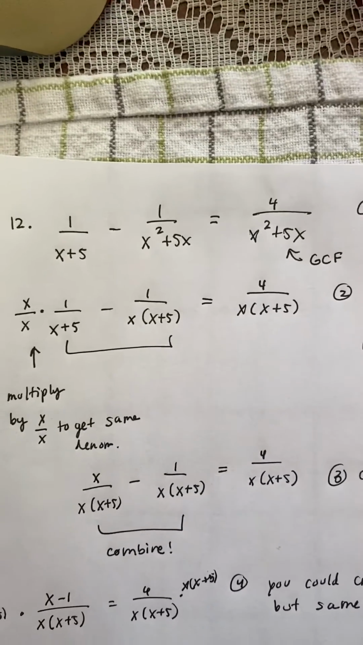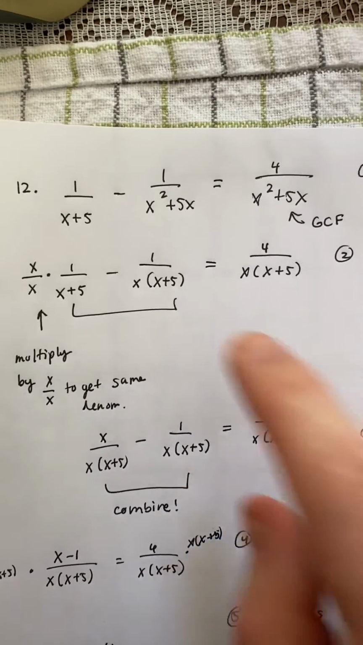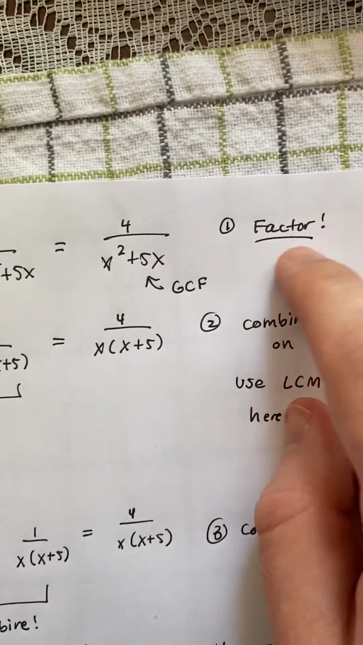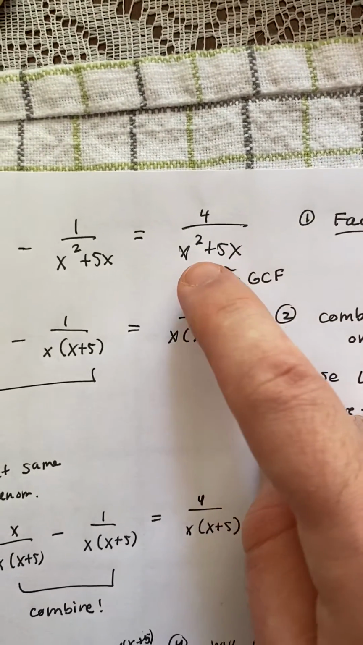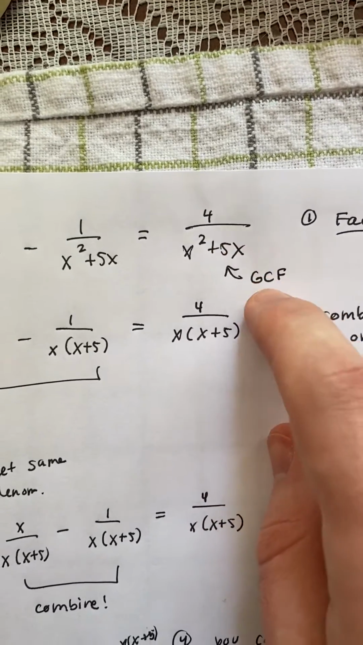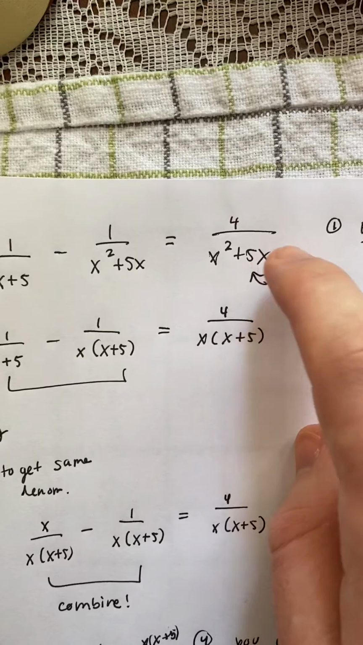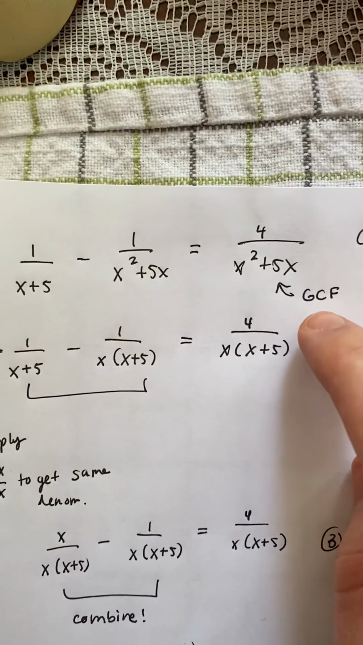Okay, here's the second example. So we have our problem right here. The first step is going to be to factor first. So I see that x squared plus 5x can be factored using GCF because they share an x in common. So I'll factor out an x on all denominators.